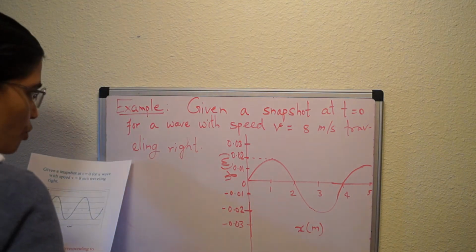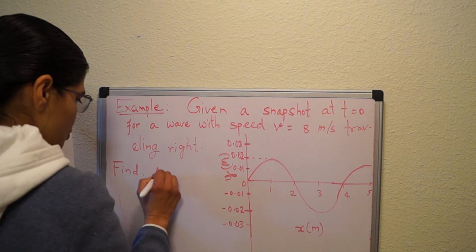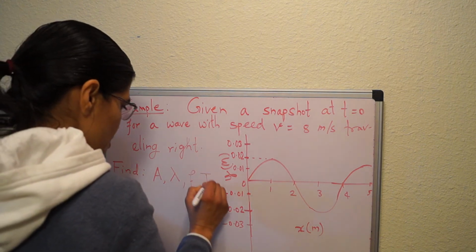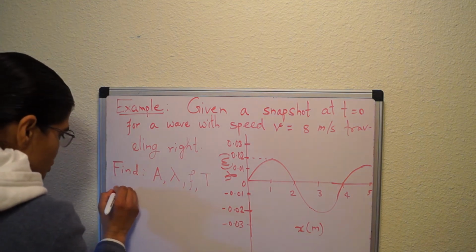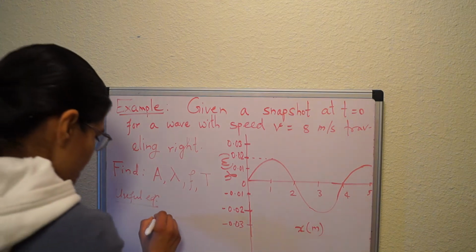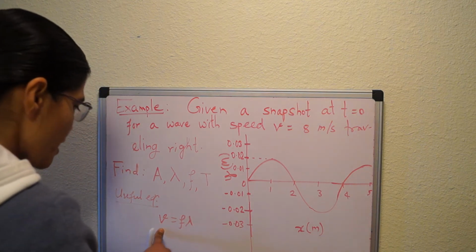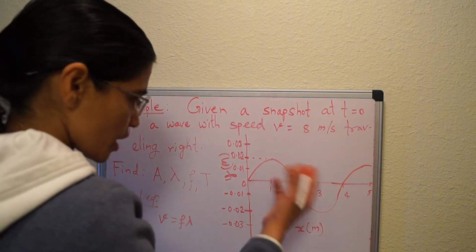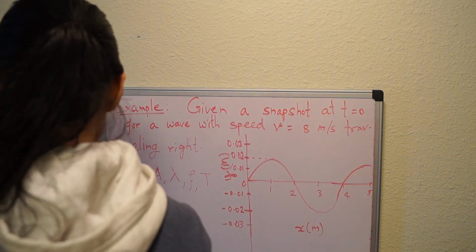Alright, so you want to find amplitude A, wavelength lambda, frequency F, and time period T. I'm going to give you a useful equation. One of the useful equations is v equal to f times lambda, where v is the speed of the wave, f is the frequency, and lambda is the wavelength. So try to work on this. Take a couple of minutes and see if you can find this information from the given data. Please try this out.